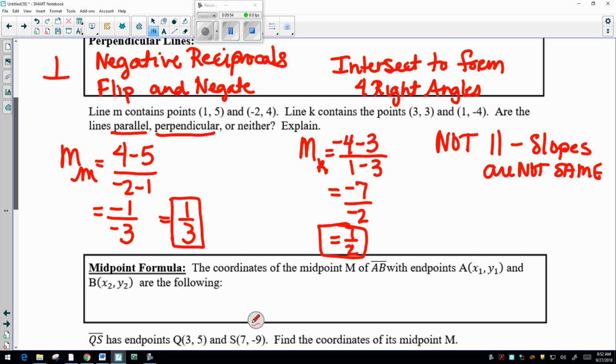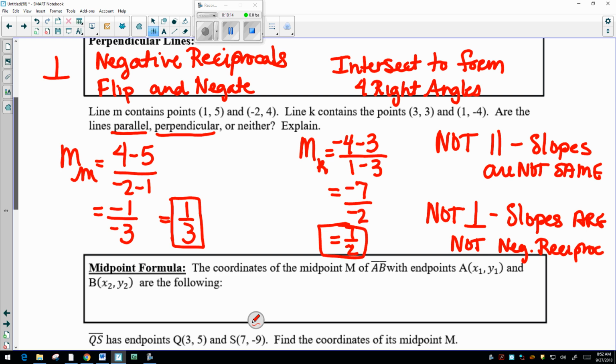Well, I have to say it's not perpendicular because my slopes are not, I could either say flipped and negated, or technically, I could say they're not negative reciprocals. So what that means is our lines are neither. Now, if they're neither, then they're intersecting somehow, but they're not forming four right angles.